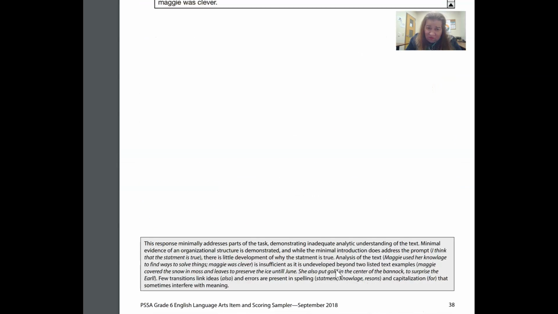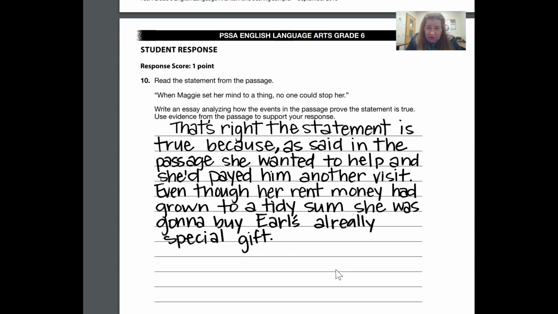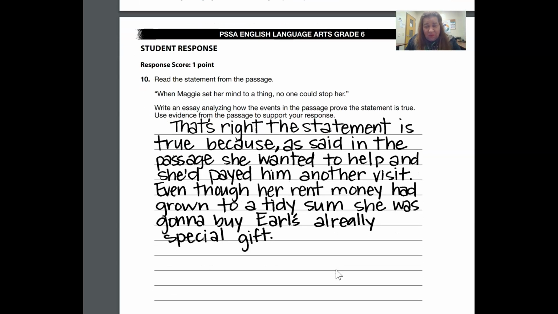And then there's one that's even worse. Where's that 1? Who would even bother to turn this in on the PSSA, a big test? A score of 1. This is sad. There is nothing. There's no evidence at all. There's no transition. There's barely even a paragraph. This is really kind of sad that somebody would write this and think that it was good enough. Don't think so. Gotta have a little bit more.